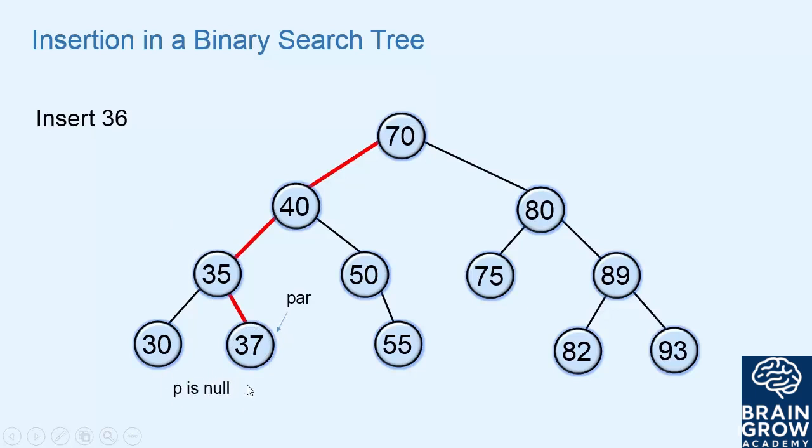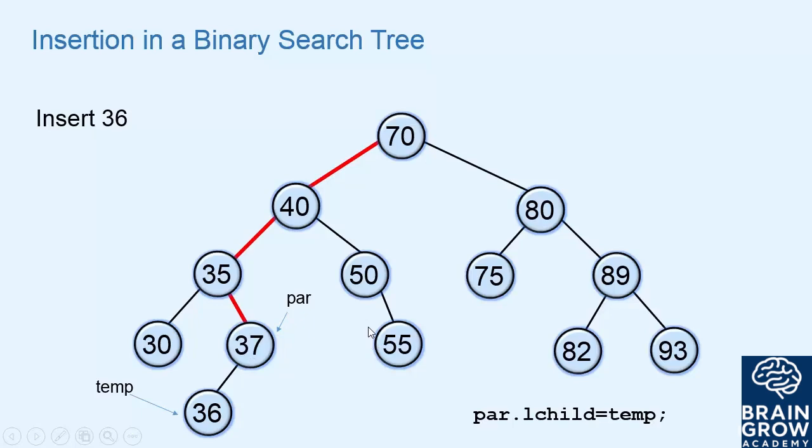Now this P becomes null. It means that 36 is not present in the tree. So we allocate a new node with 36 as the key value. Now this 36 is less than the key in the parent node. So this will be inserted as left child of the parent node.